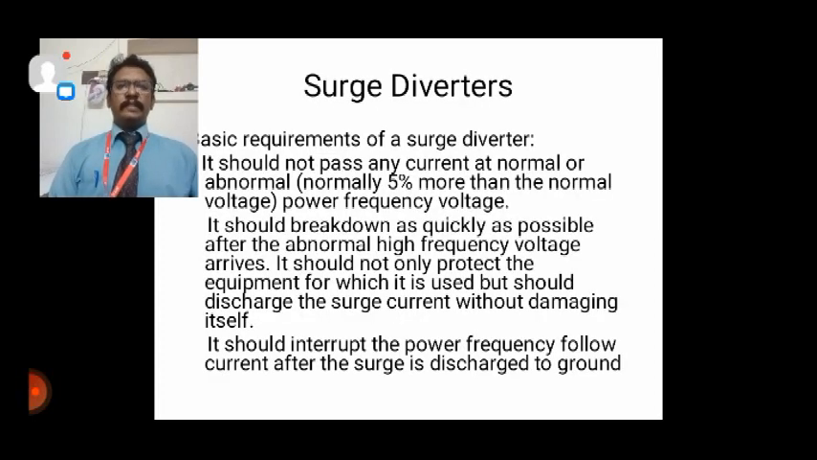Next, you can see the basic requirements of a surge diverter. The first one: it should not bypass any current at normal or abnormal power frequency voltages. It should break down as quickly as possible after the abnormal high frequency voltage arrives. It should not only safeguard the equipment for which it is used, but should discharge the surge current without being damaged itself. It should interrupt the power frequency follow current after the surges are discharged to the ground. In this, we have three types: the rod gap, the expulsion type, and finally the valve type lightning arresters.